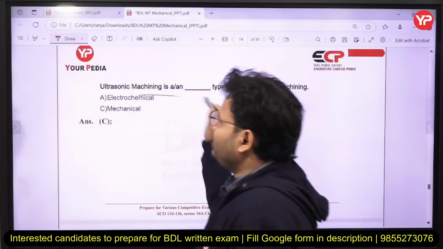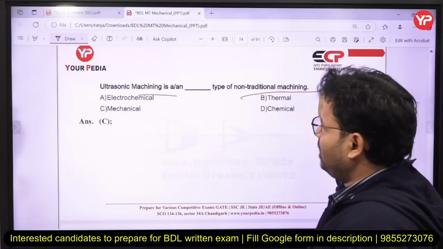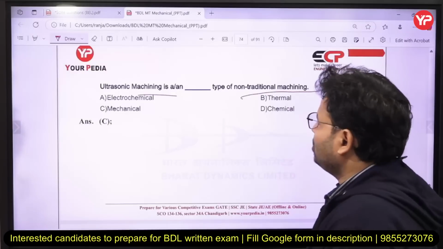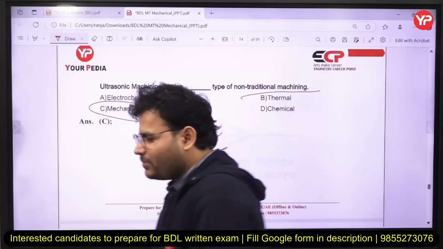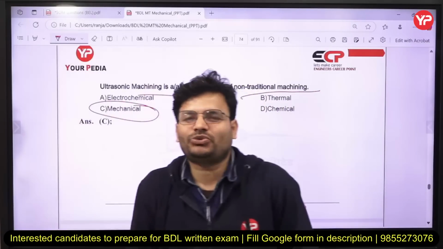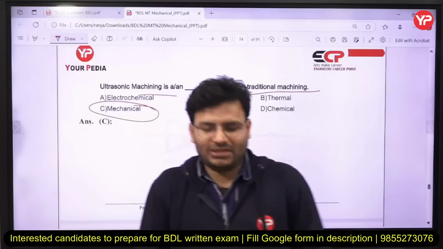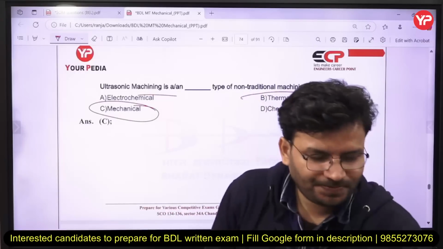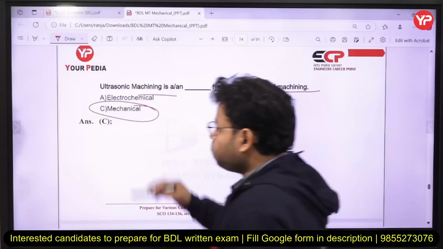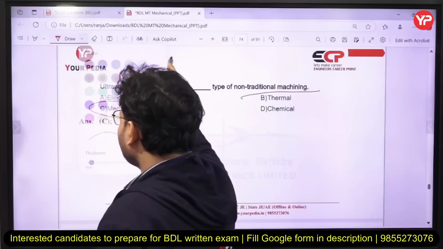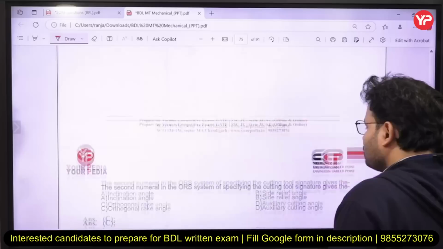Ultrasonic machining is again a type of non-traditional, unconventional machining. What do you mean by ultrasound? Sound having a frequency more than 20 kilohertz, or 20,000 hertz, is called ultrasound. And here mechanical energy is going to be used.